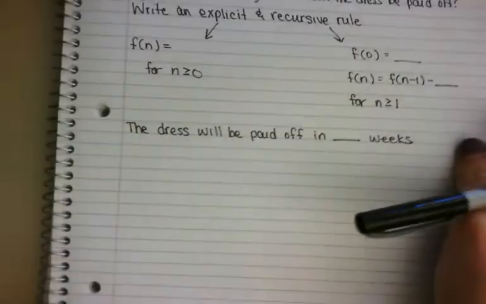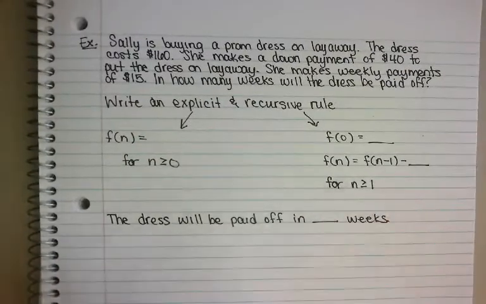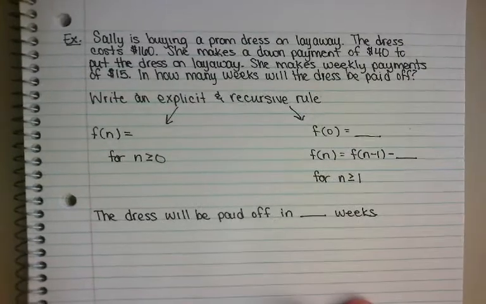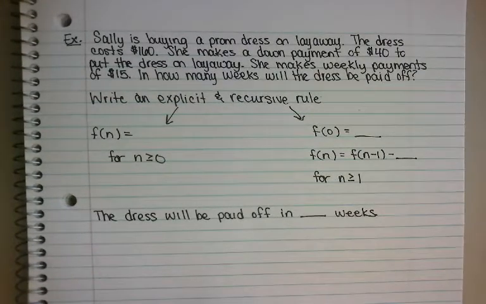All right, let's look at this last problem. It says that Sally's buying a prom dress on layaway. The dress costs $160. She makes a down payment of $40 to put the dress on layaway. She makes weekly payments of $15. And how many weeks will the dress be paid off, right? An explicit and recursive rule.